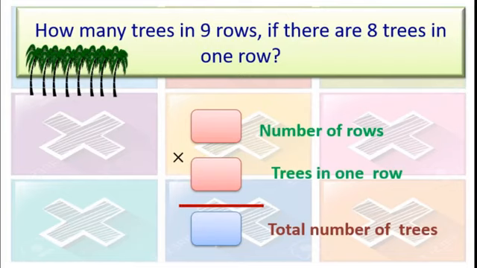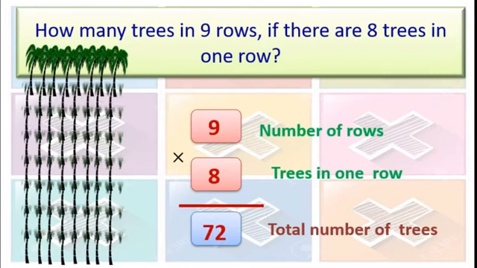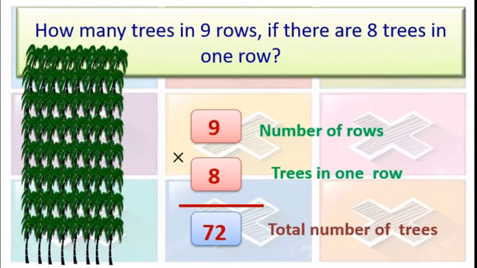See, number of rows, how many? 9. Correct? It is given. And trees in one row, 8. 8 trees are there in one row. So, 9 times table we will use here. 9 8s are 72. Means there are 72 trees in 9 rows. If you want to count, then count this.